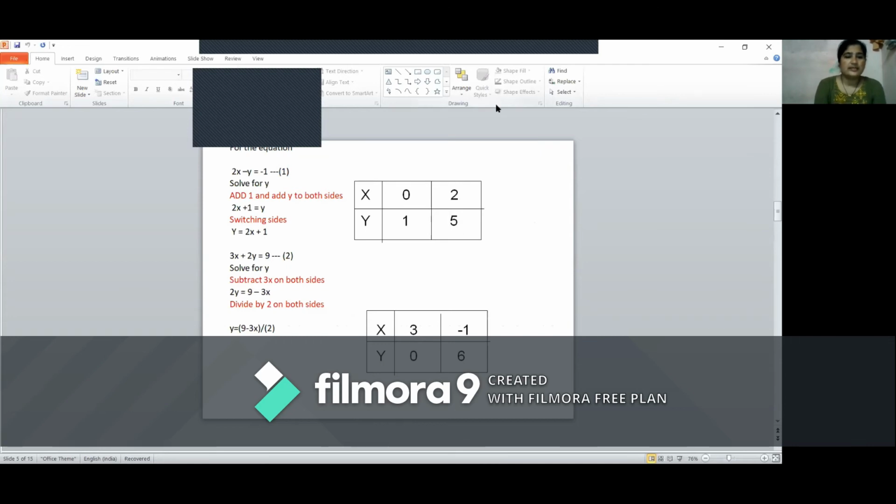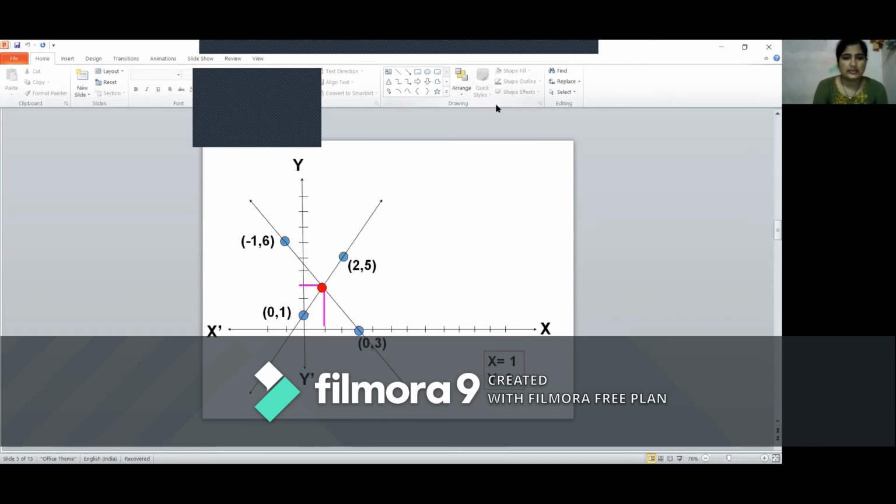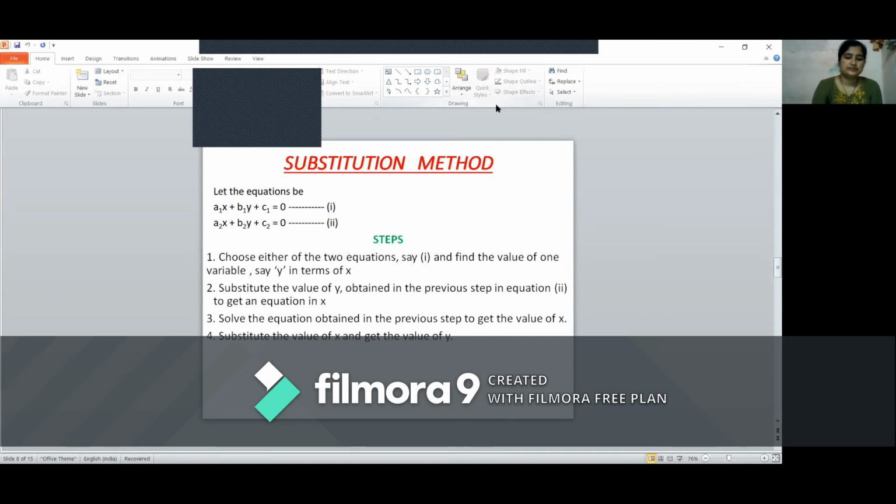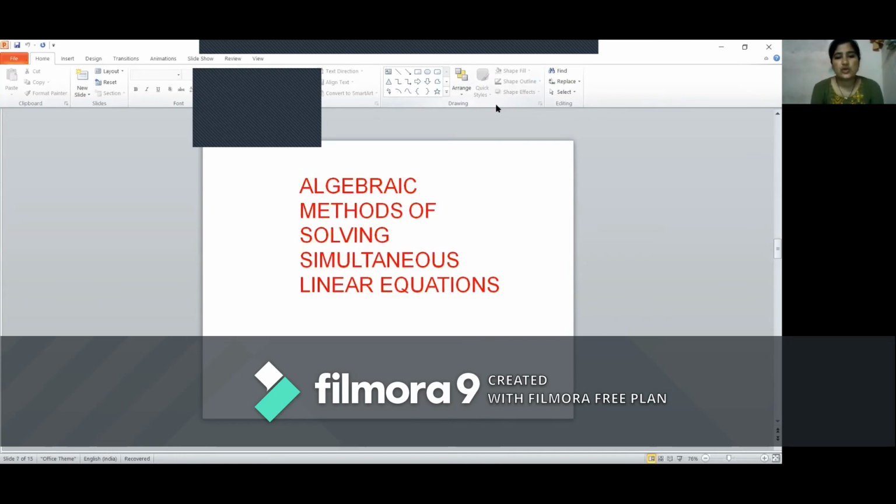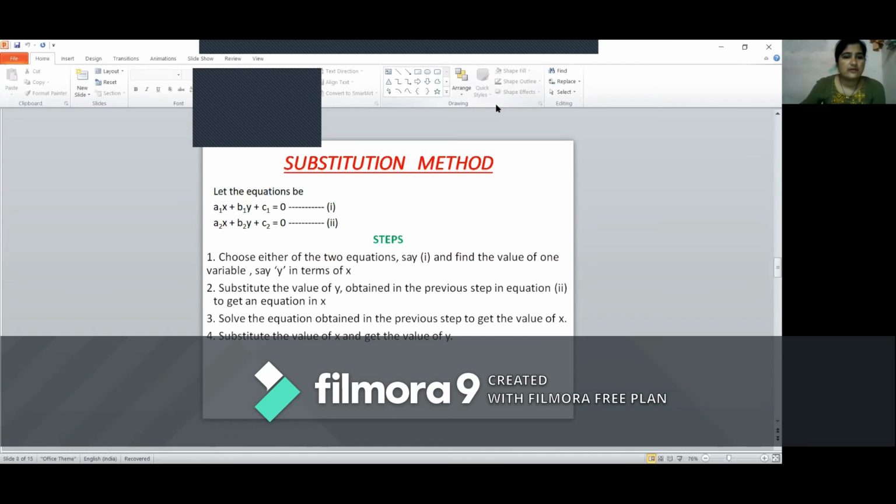Now there is another method, that is algebraic methods to solve the system of linear equations simultaneously. So let's see one by one. First, I have the substitution method. So let's see what the substitution method is. We need a system of linear equations. So let's take the general form of a system of linear equations, with equation number 1 and equation number 2.